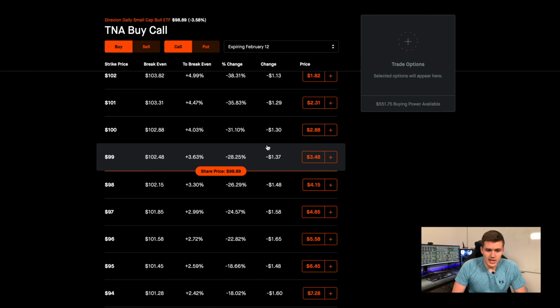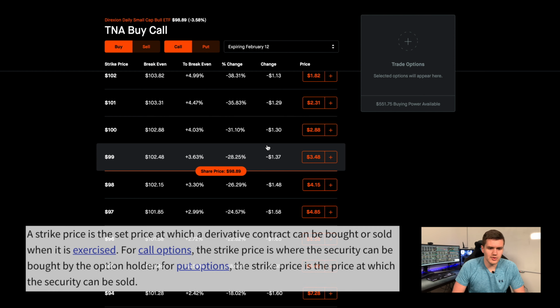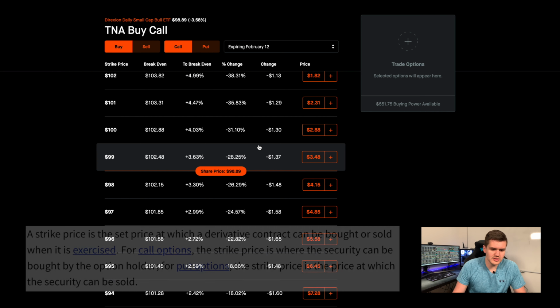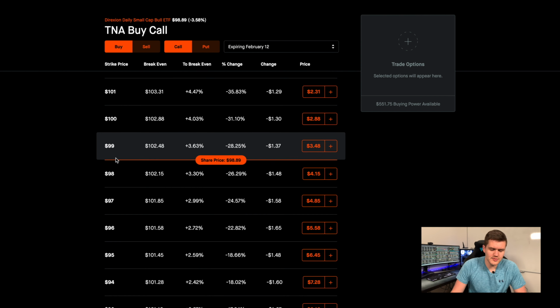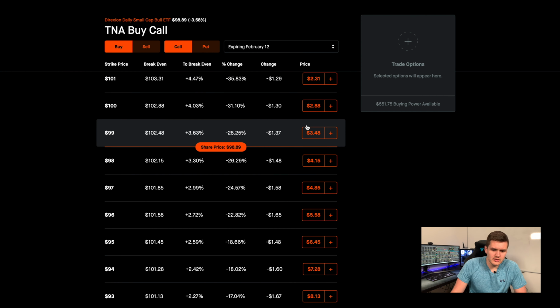So here is the options chain that Robinhood provides us. On the left-hand side, we have the strike price, which is that predetermined price that I mentioned earlier. We have a break-even price. So if I bought this call option, let's talk about the $99 call option here. If I were to buy this $3.48 per share option, so $3.48 per underlying share, I'd be spending $348 on one option contract.